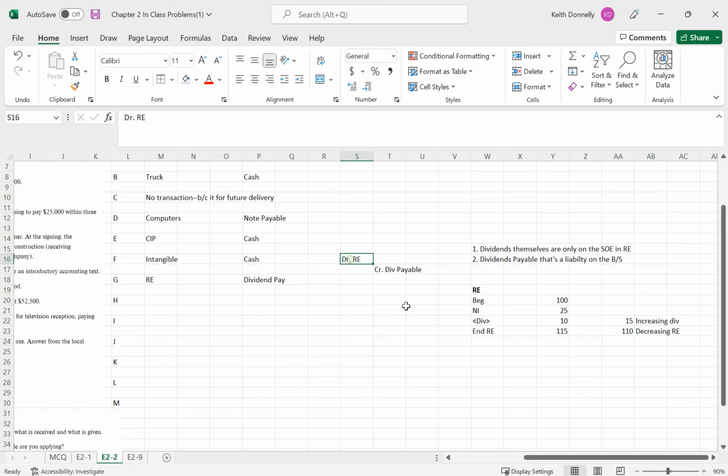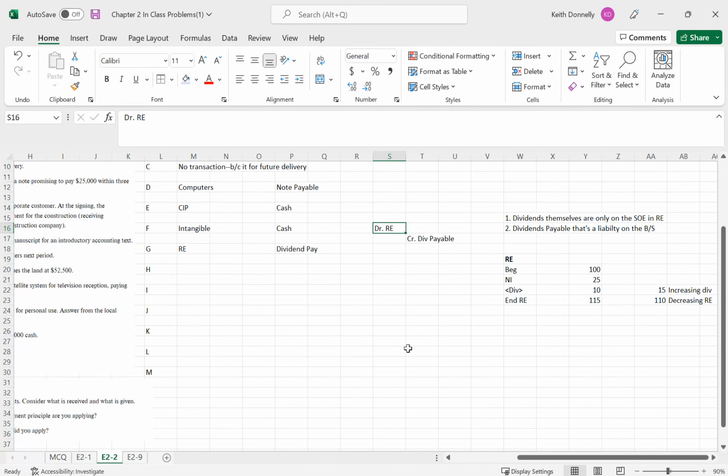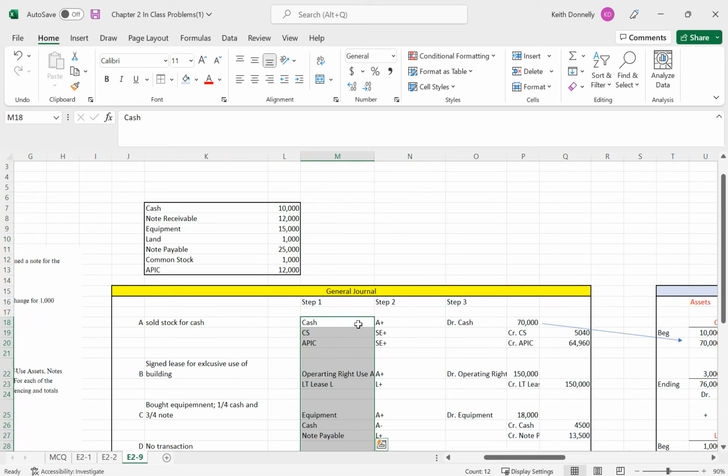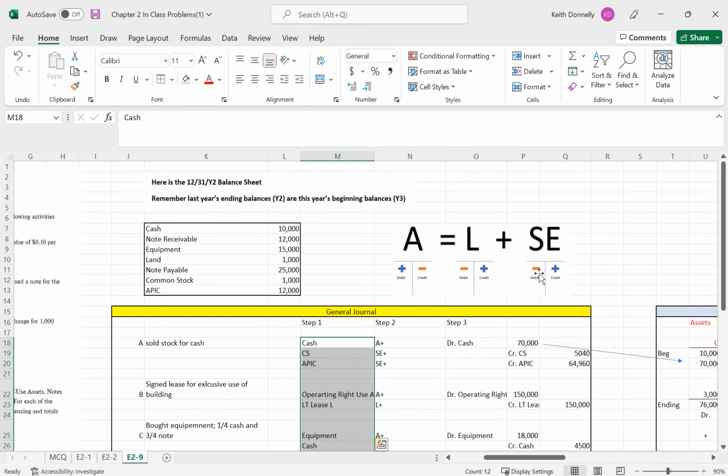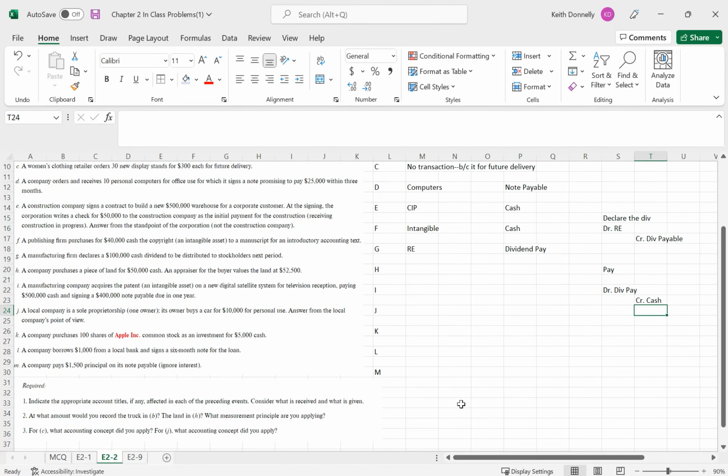That's why we're debiting retained earnings here. Retained earnings is a stockholders' equity account, so if we go over here, it goes down. It's subtraction through a debit. So this is what happens when we declare the dividend. And then later on when we actually pay it, we're going to debit dividend payable and credit cash. So that's the idea of what's going on. Just wanted to give you a little bit of background on that one.